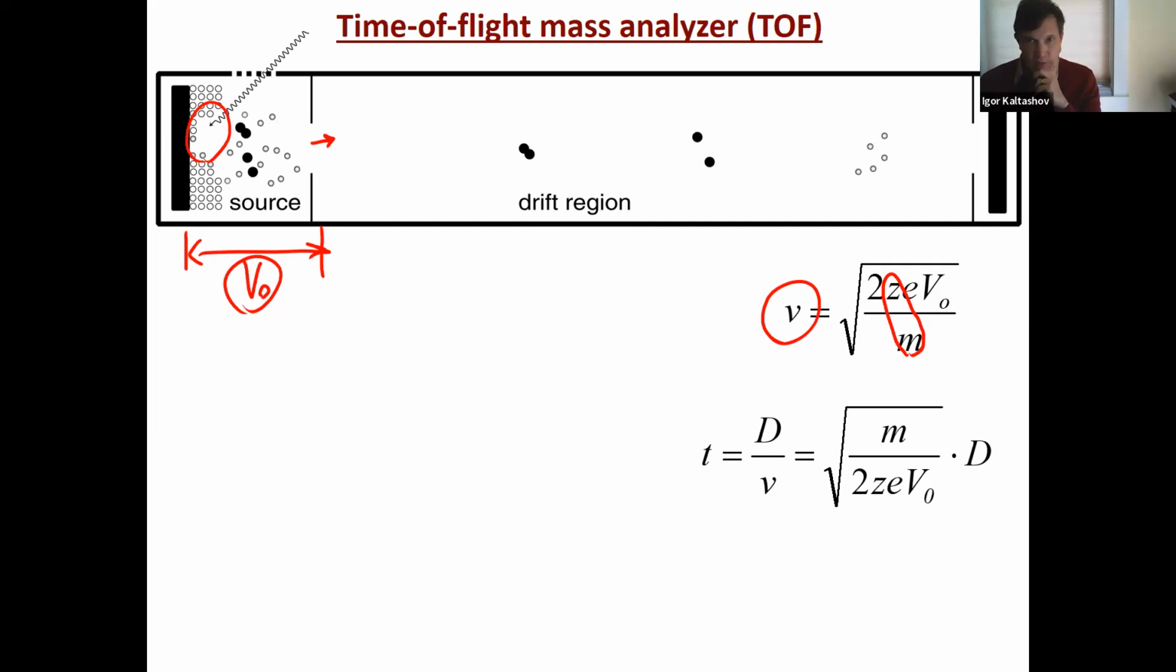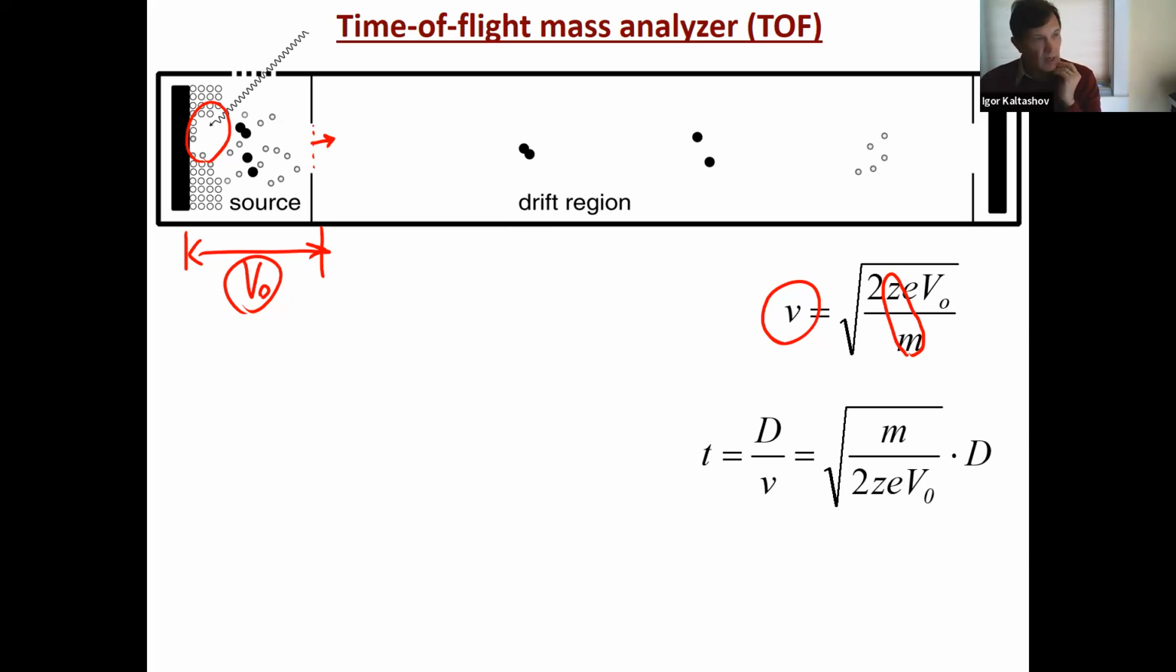Now, this drift region is the region where you don't have any field, so it is sometimes called the field-free region. Whatever velocity our ion had when it was exiting the acceleration region, this velocity will be maintained throughout the entire length of the drift region.